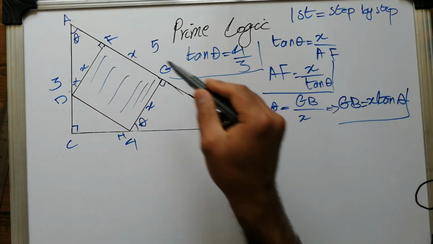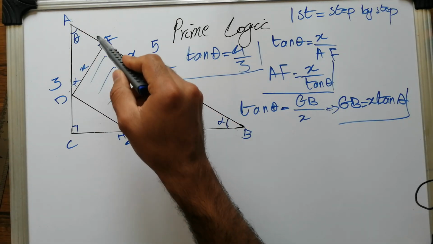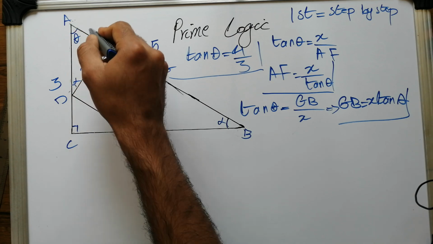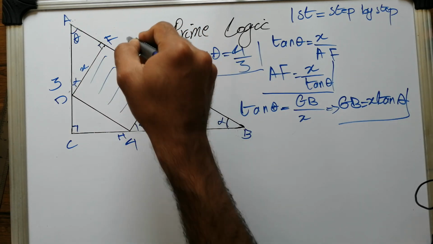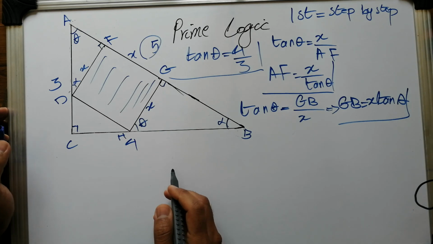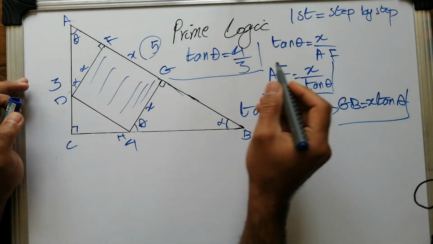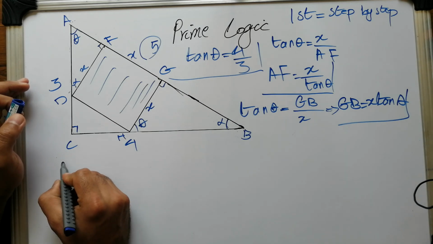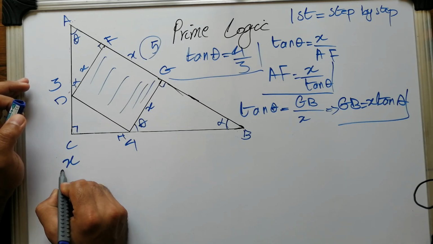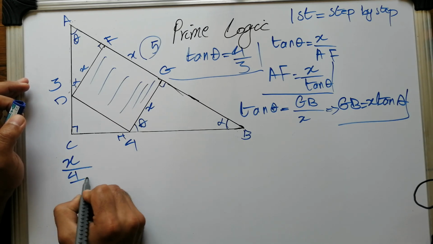So now that's easy. We have all these segments in terms of x. Let's write it down: AF plus FG plus GB equals 5, right? This is the hypotenuse of this bigger triangle. We have the value for AF: AF is x over tangent theta. So x over 4 over 3.